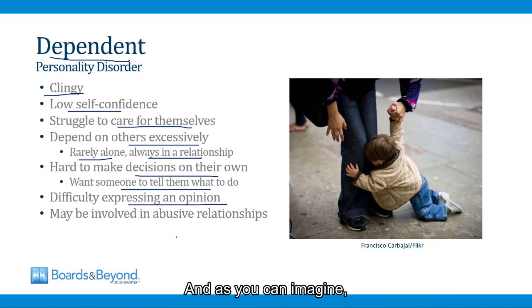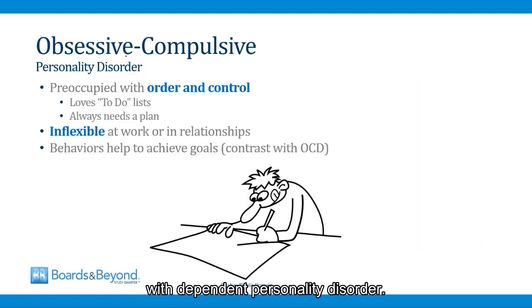And as you can imagine, because these patients are clingy and they have low self-confidence, it's very easy for them to become involved in abusive relationships, a common occurrence in patients with dependent personality disorder.